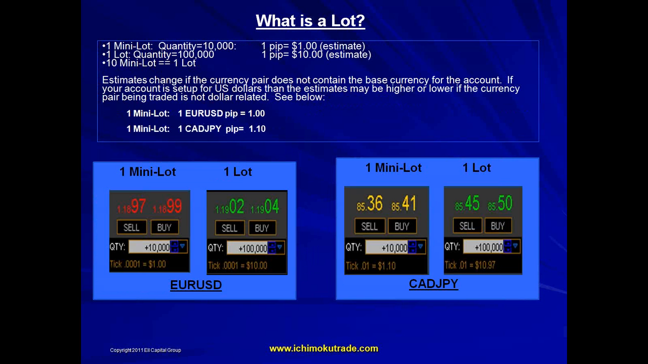How are we doing for time? 9:11, not bad. Okay, so now we're going to get into quantity. Everyone okay with that?